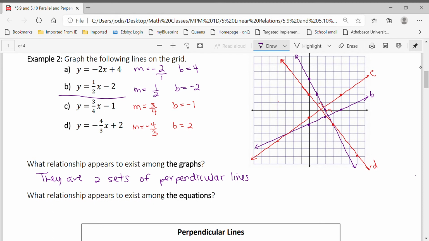Now, what relationship appears to exist among the equations? So if we look at A and B and take a look at their slopes, we had -2/1 and a half. And then if we look at C and D, we had 3/4, -4/3. So if we look, both of them had their fractions flipped upside down, and then one was positive and one was negative. We call this negative reciprocals. So our slope for the first one was -1 over the slope of the second one. So they're negative reciprocals.